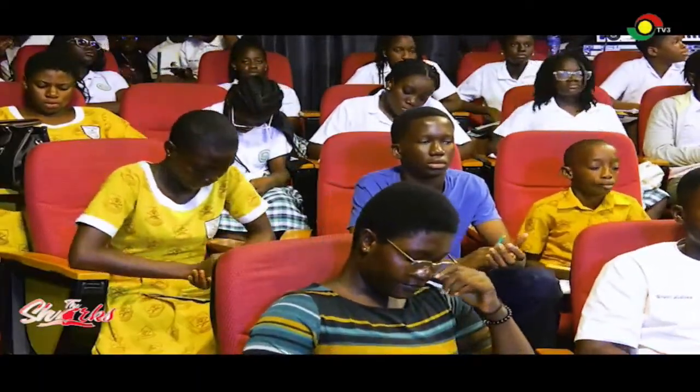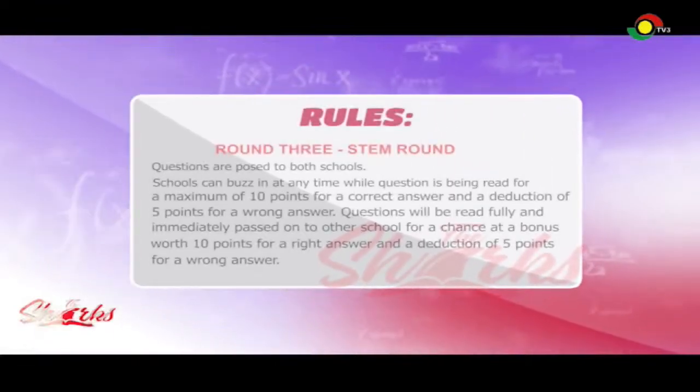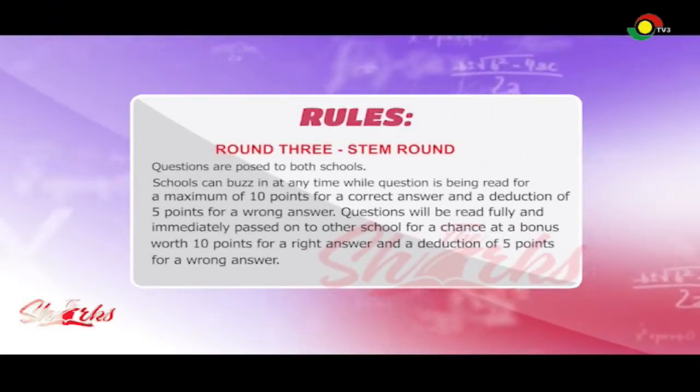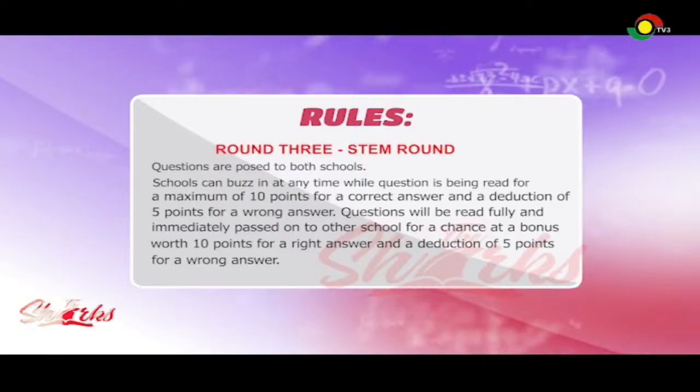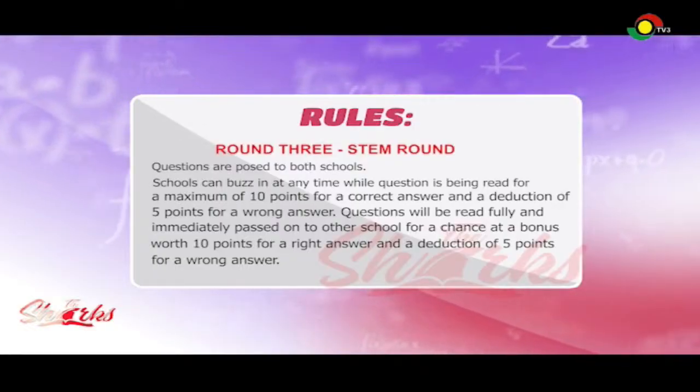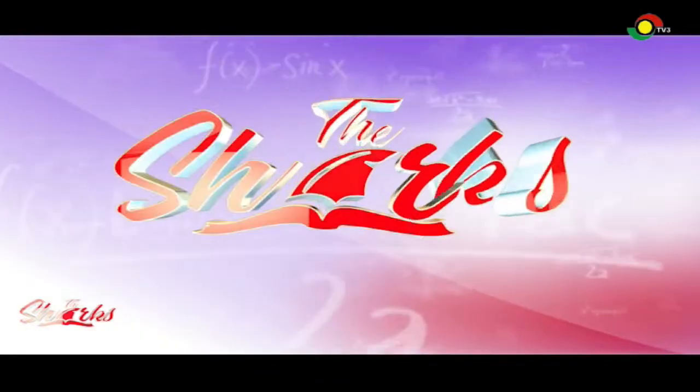Okay, so the rules of the STEM round are as follows. You can buzz in at any time when I'm reading the question. If you get it correct, you get 10 points. If you don't get it correct, we deduct 5 points. And I continue to read to the other team for them to potentially get 10 points again, should they get it correct, or 5 points deducted, should they get it wrong. So in summary, 10 points for every correct answer in this round, 5 points deducted for an incorrect answer. Are we all clear on that?